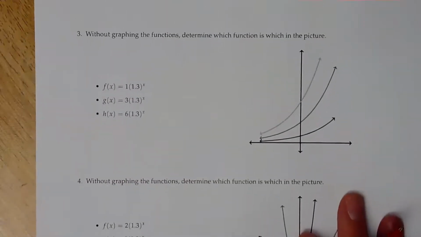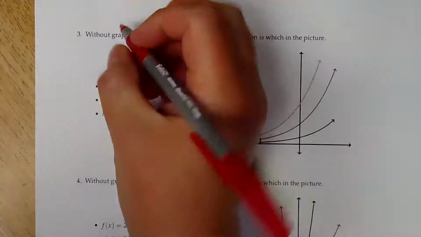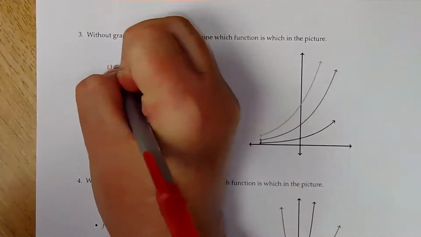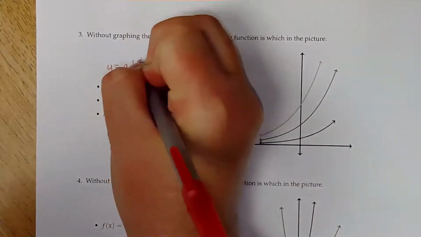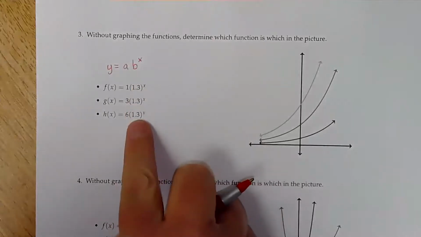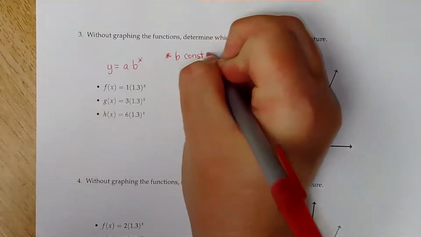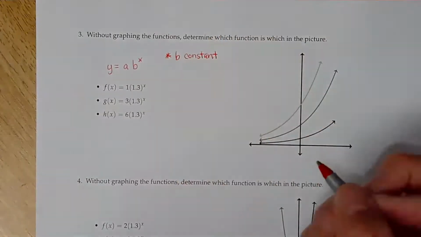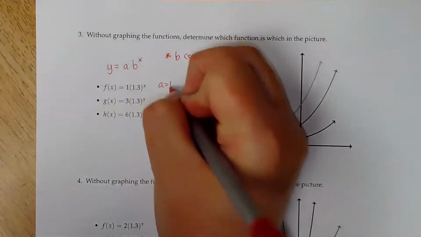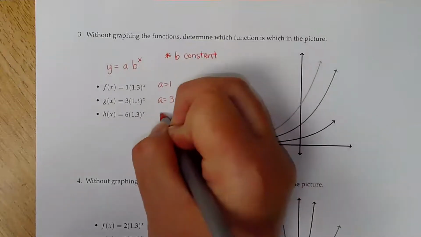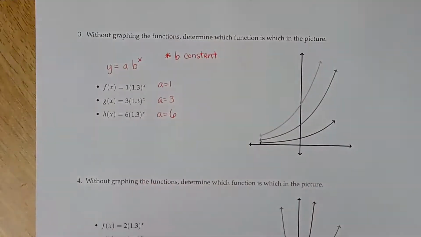Okay, so let's take a look at number 3. When I look at number 3, I know that y is equal to ab to the x. And what I notice is that b is constant. I'm going to mark that down, and I'm going to identify the a values I have. So I have a is equal to 1, a is equal to 3, and a is equal to 6.